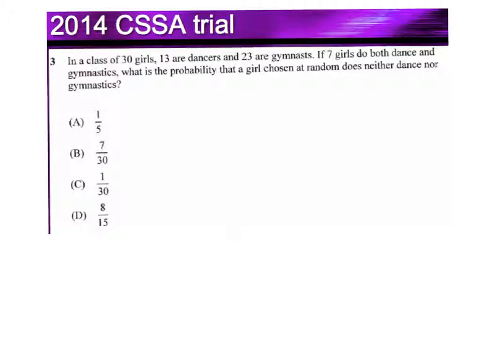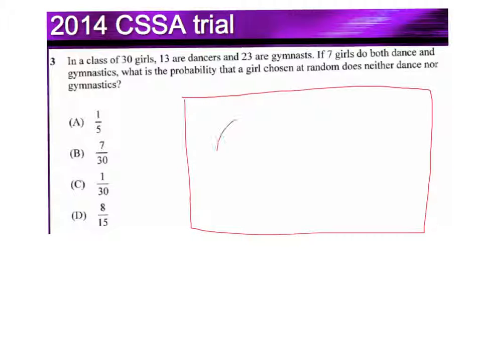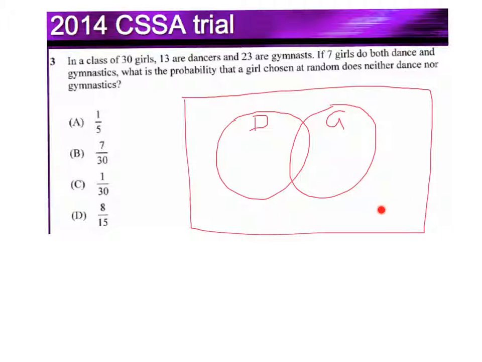Alright, this is from last year's trial. In a class of 30 girls, 13 are dancers and 23 are gymnasts. If 7 girls do both dance and gymnastics, what is the probability that a girl chosen at random does neither dance nor gymnastics? So this is the situation where we've got some people being dancers only, some gymnasts only, some being both, and some being neither. The people being neither we're going to put outside of the circles, but still in the rectangle. So the rectangle represents everyone in the class, which should add up to 30.